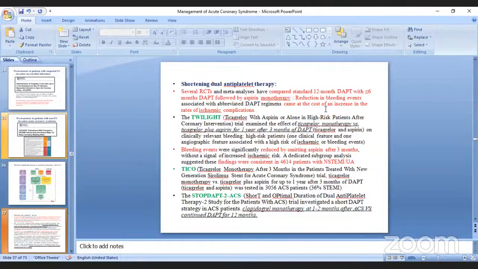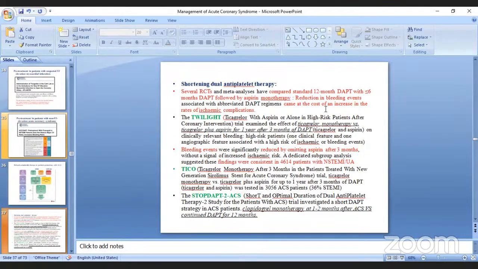And then there was the TICO study and the Twilight study, which compared ticagrelor monotherapy versus ticagrelor plus aspirin for 1 year after 3 months of DAPT. Here, the bleeding events were significantly reduced by omitting aspirin after 3 months. And the findings were somewhat consistent with almost 4,000 patients with NSTEMI also.